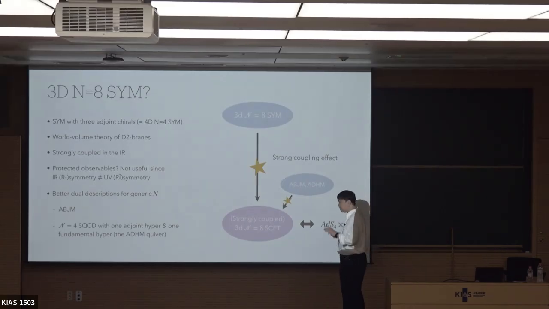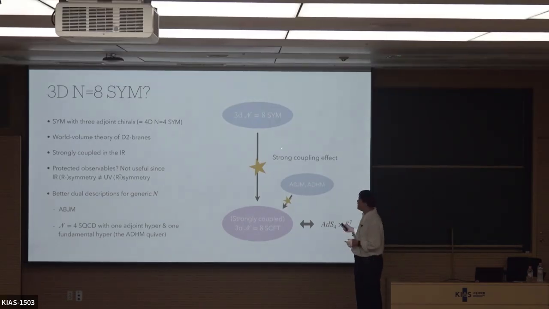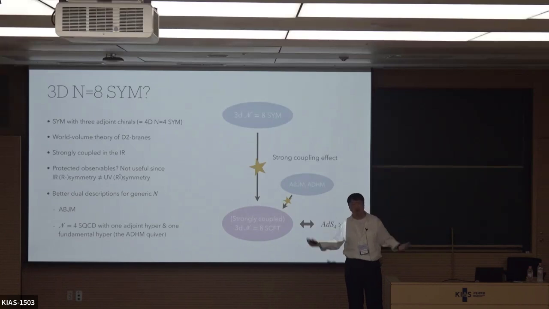So I want to emphasize that in this talk, I'm not going to tell you about the property of this n equal to 8 superconformal field theory because we already know well. So instead, I will tell you this n equal to 8 super Yang-Mills, which is believed to flow to this n equal to 8 superconformal field theory. It actually has much more non-trivial structure in the IR, in the low energy.